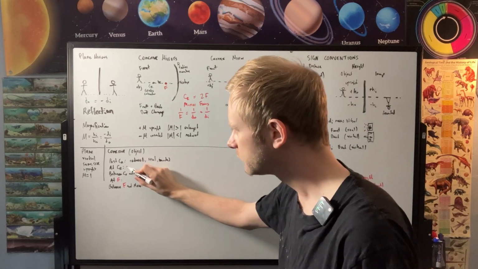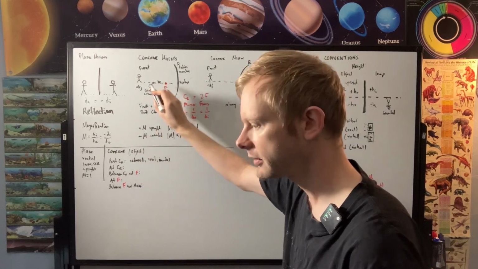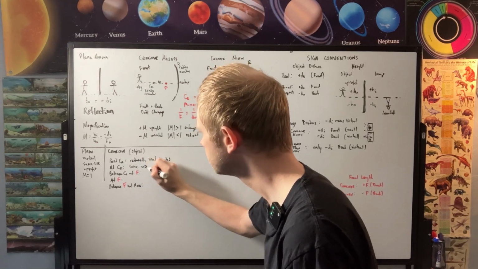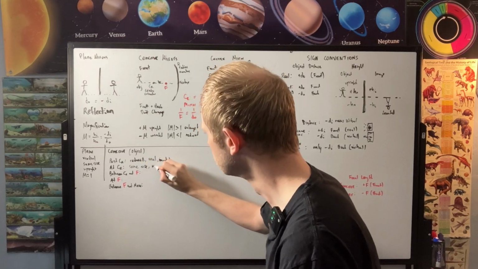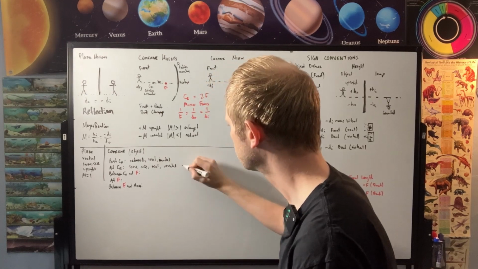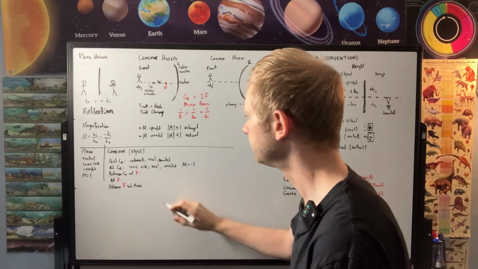And then if the object is at CR, which is on the point right there, you're going to find the object to be the same size. It's also going to be real and inverted. And that's because M equals negative 1.